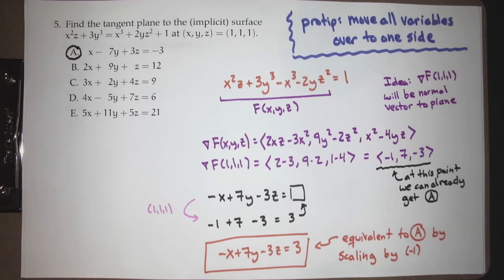All right. So once you have your normal, that gives you the coefficients of your plane. Then you say, well, wait, that's not quite the plane. There's this little piece left. To figure out that last piece, you plug in the point. So plug in 1, 1, 1. That tells you that this last piece is 3. So here's the plane. Now remember, planes are not unique. You can always scale. In this case, you scale by -1. All right, questions on this one?